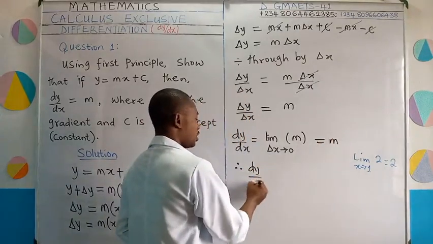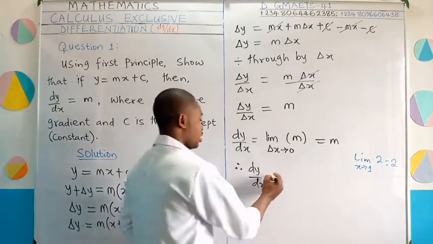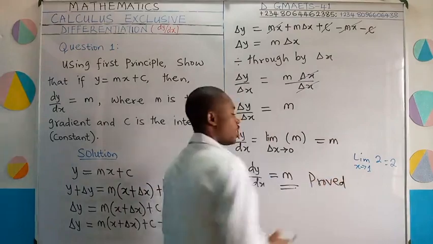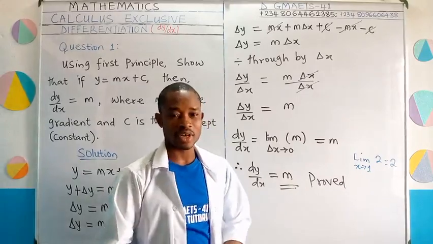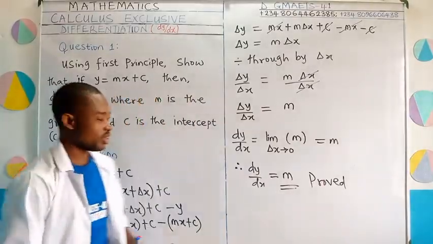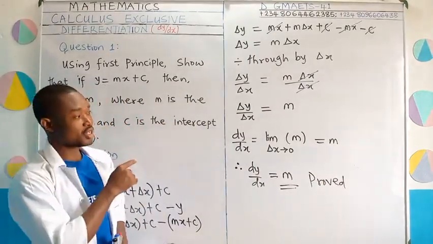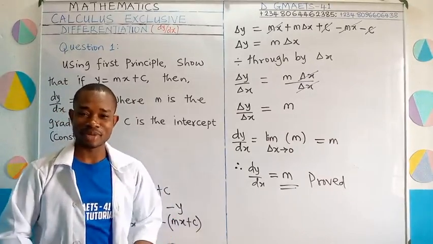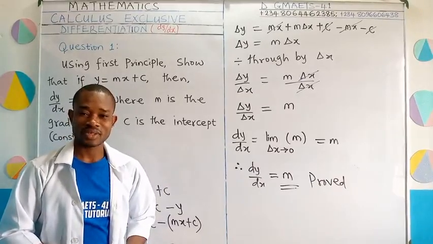Therefore, dy over dx, that is dy dx, that's how we pronounce it, dy dx is equal to m. And the proof has been done. Alright? So this is how we show that dy dx is equal to m, our gradient. We are going to move on to the second question, but I hope you understand this proof. If you have any problem, you can rewatch this video lesson once again. But if you still don't find a solution to your problem, you can send us a question. Let's move on to our second question.